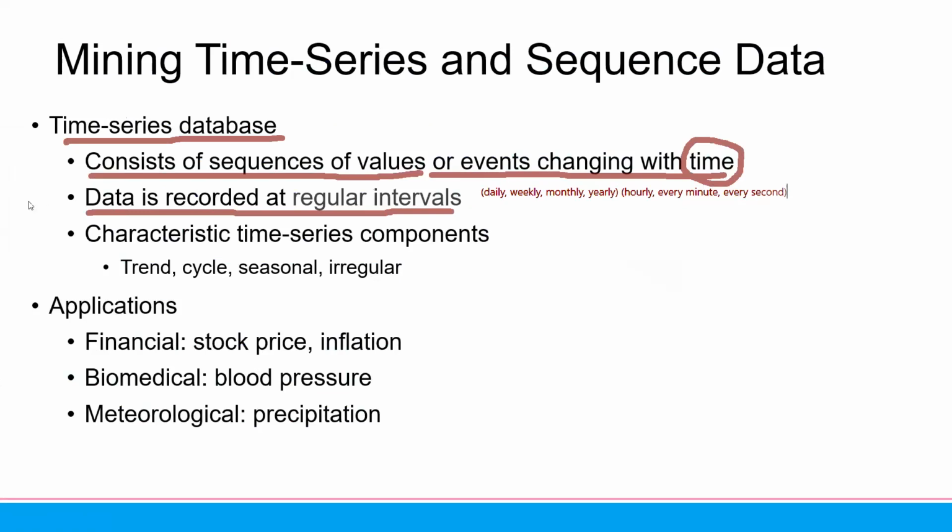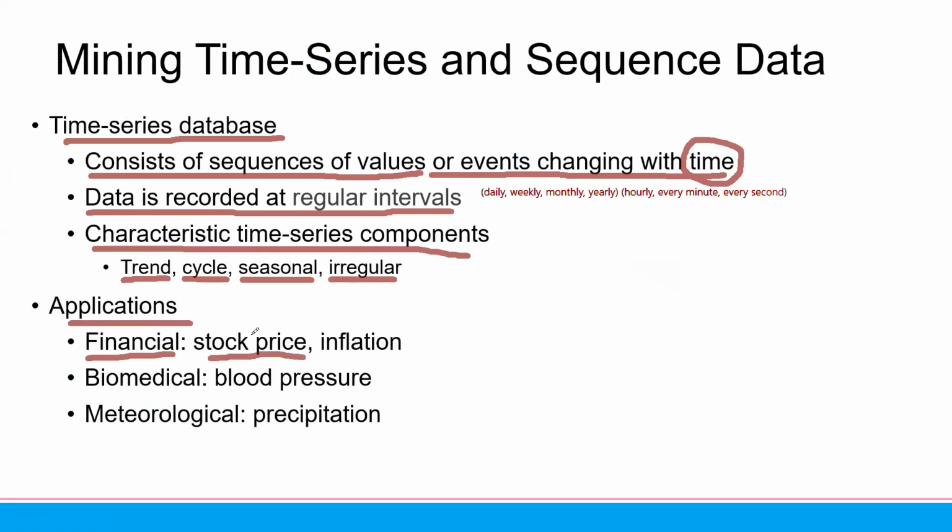And there are some characteristics of the time series. We can see the trend, or we can see cycle, seasonal, or some irregular patterns. The irregular patterns, for example, the pandemic time, it is irregular because it is not common in the world. So when we are dealing with the applications, we can see from the financial stock.